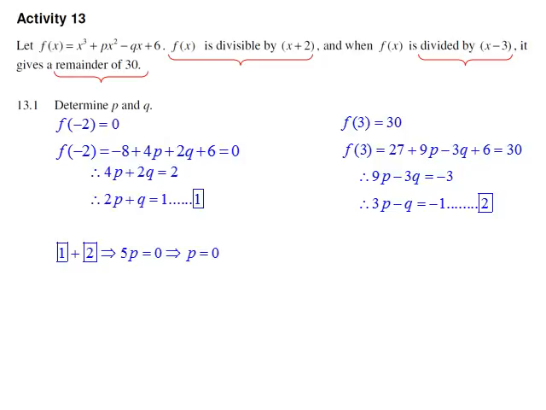So when we add equation 1 to equation 2, we get 5p is equal to 0, which implies that p is 0. If I now substitute p equals 0 into equation 1, it gives me that q is equal to 1.